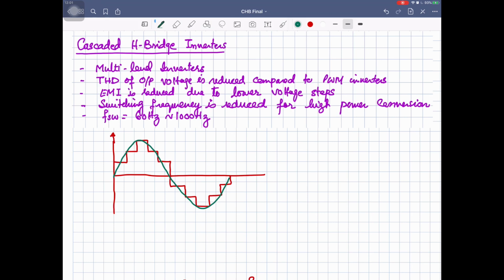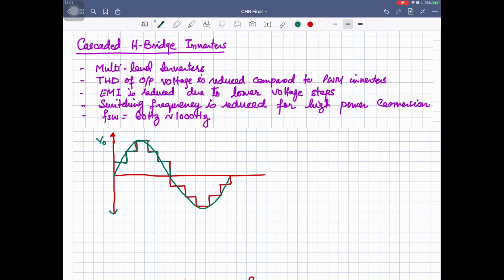A multi-level inverter is one which provides a number of steps in the output voltage waveform, as you can see over here in this diagram. So an inverter which provides multiple steps in the output voltage waveform is said to be a multi-level inverter, and by increasing the levels in the output voltage waveform we can approximate the sine wave.